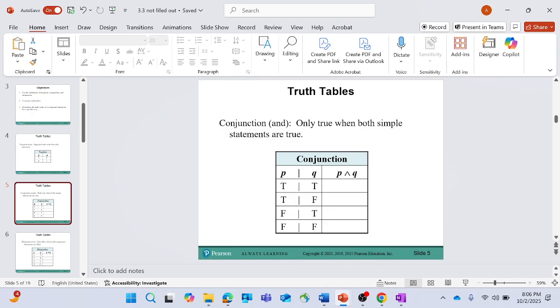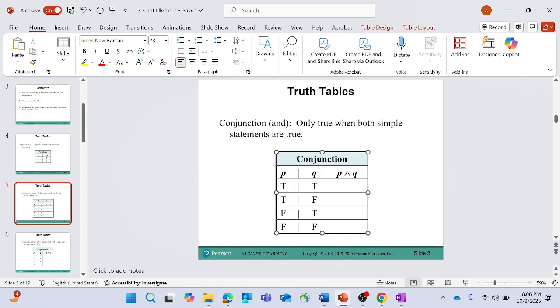So then we have conjunction. Remember, that's the word and. Conjunction means together. When it comes to truths, when we say the word conjunction, what we mean is that they both need to be true at the same time. Right? It's the word and. So with the word and, the truth table for P and Q, right? This is the third column that we don't have filled out yet. It will be true when both statements are true.